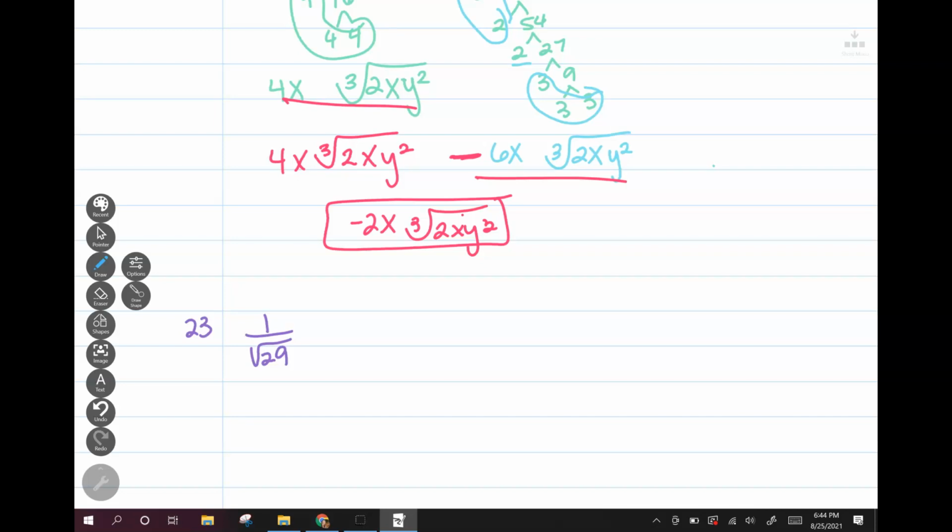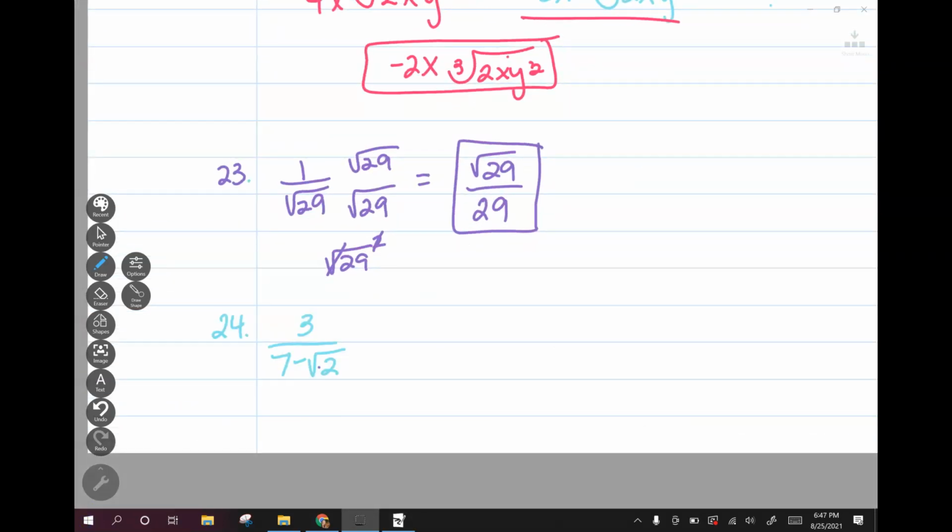Right, we want to rationalize the denominator. Remember, to do that for square roots, you can simply multiply by the radical that's in the denominator. Remember, the square root of 29 times the square root of 29 is the square root of 29 squared. Square roots and squares cancel, so you're just left with 29. That's that.